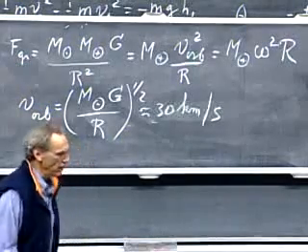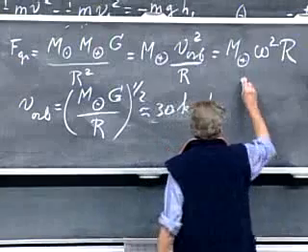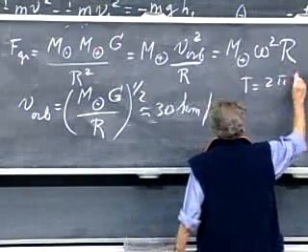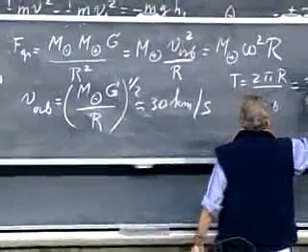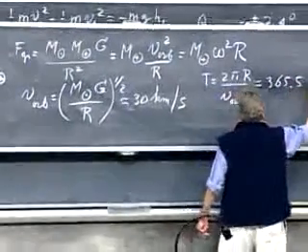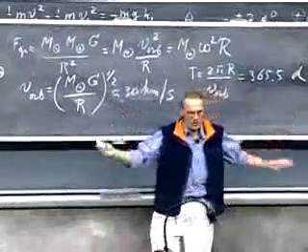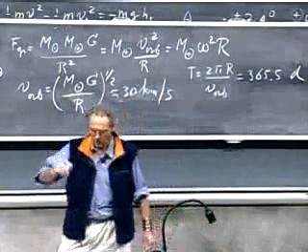So you know what the period is to go around the Sun? That is 2 pi r divided by the orbital speed. And that is about 365.25 days. That's 1 year. That's how long it takes us to go around the Sun.